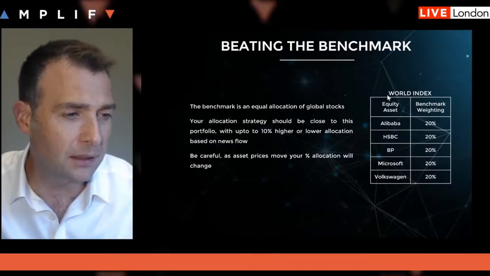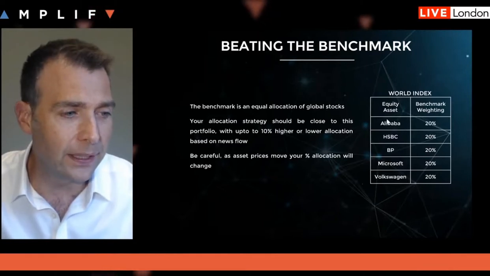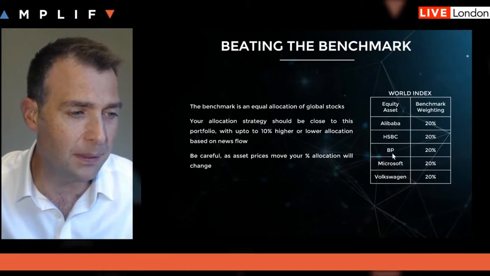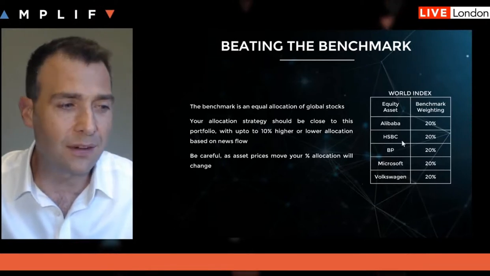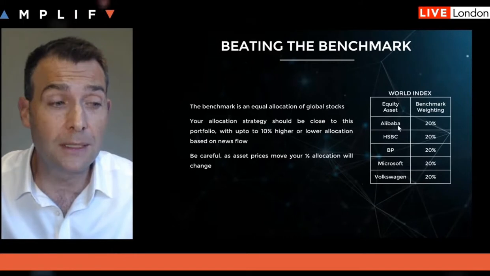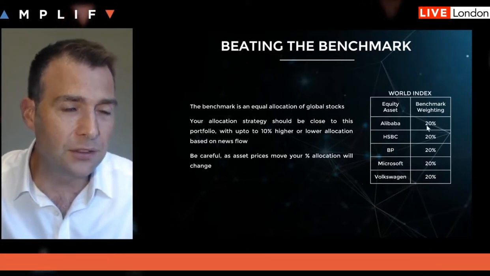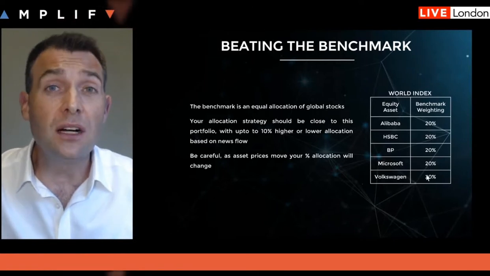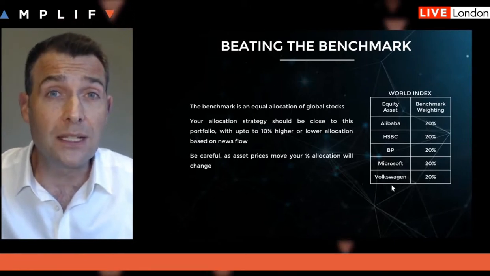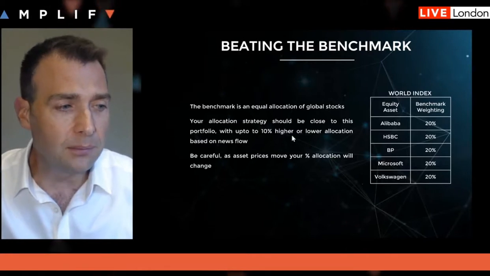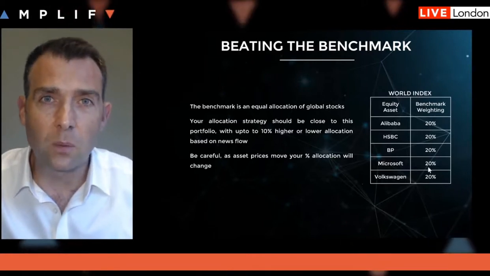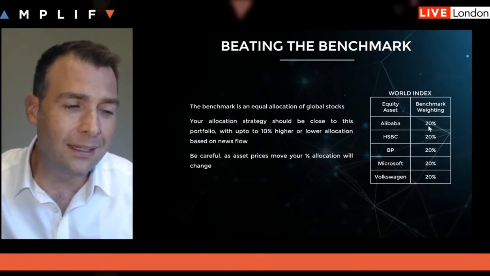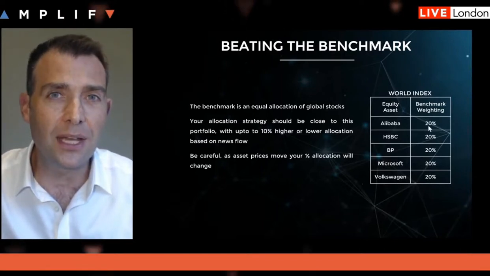Your benchmark is going to be the world index, following the different companies that are available in this simulation: Alibaba, HSBC, BP, Microsoft, Volkswagen. It's a very diversified portfolio, both globally and industry-wide, but you can see that the benchmark is weighted equally between these products. When you start the simulation, you'll have an equal weighting across the different products, but it's up to you to try and get close to the benchmark weighting. Your client wants you to be close to the benchmark, but not exactly the same, because they're paying you to outperform the benchmark.